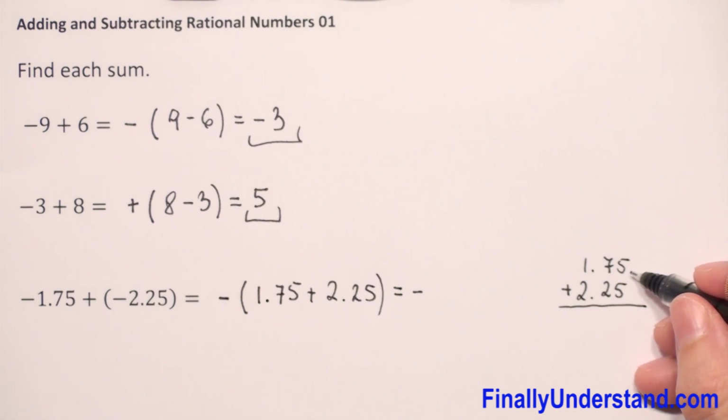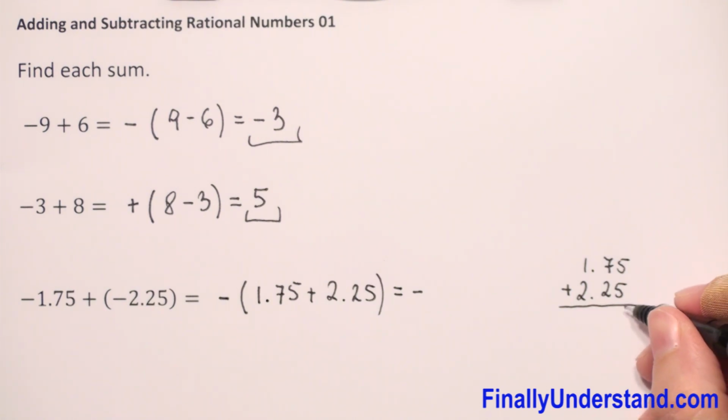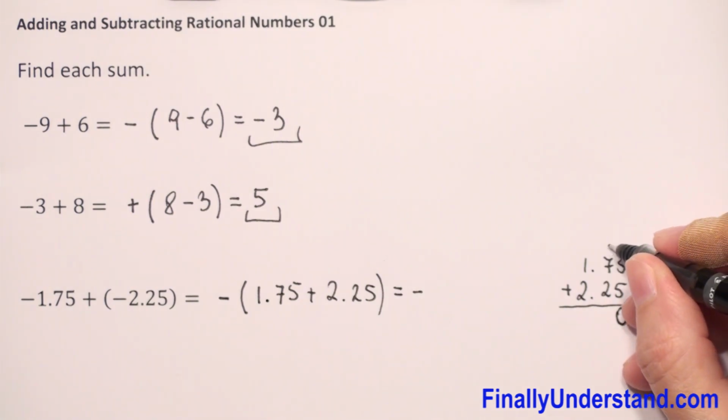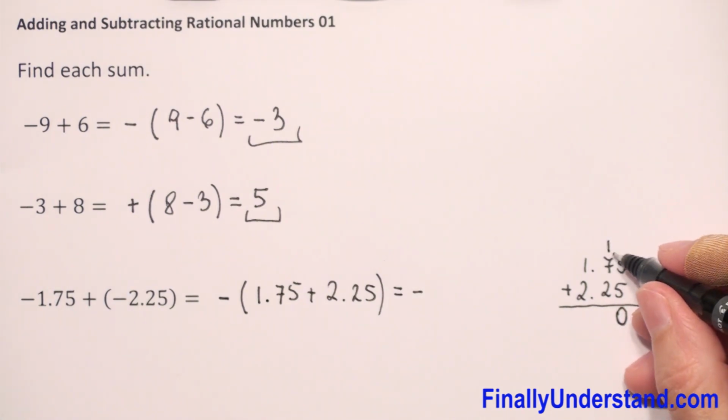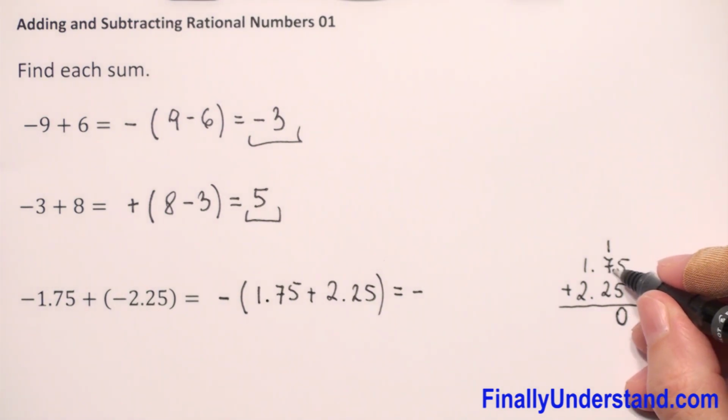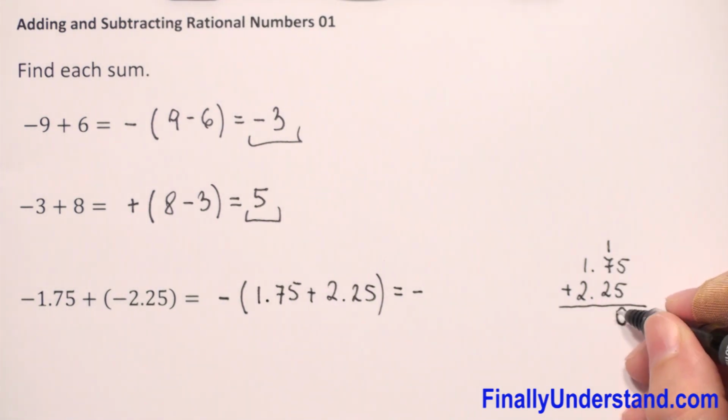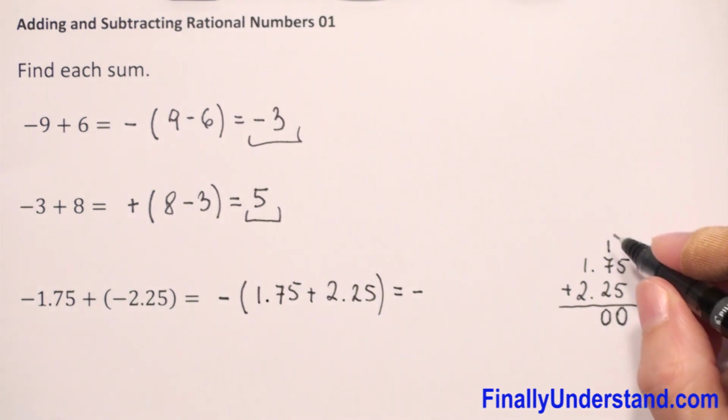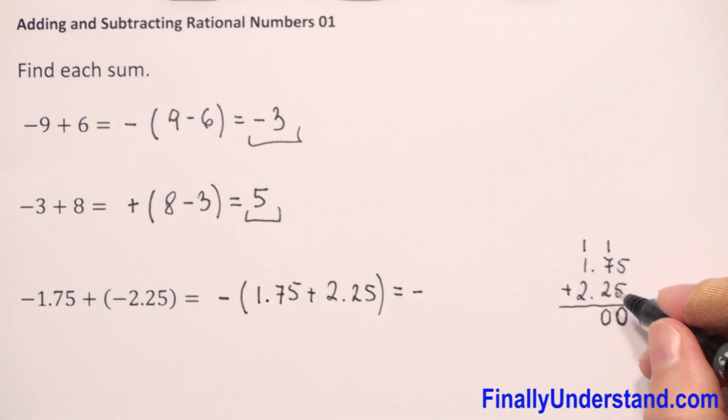We start from the last column. 5 plus 5 is 10. So we write 0 and we add 1 to the next column. And now we have 1 plus 7 is 8, plus 2 is 10. So we have to write 0 and we add 1 to the ones column.